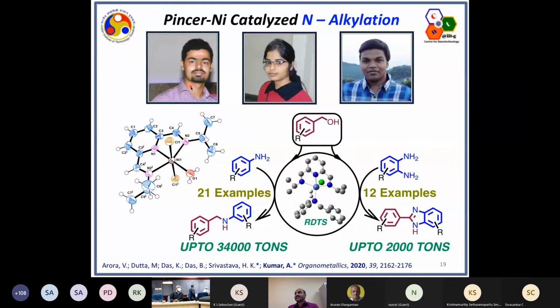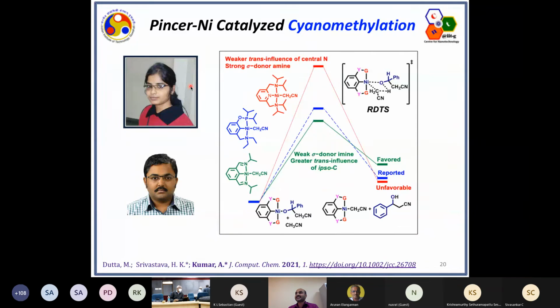There are other reactions that we have looked at. We have looked at pincer nickel catalyzed N-alkylation reaction, and very recently we have also looked at a computational work on pincer nickel catalyzed cyanomethylation reaction, wherein we see that the weaker trans influence of the central nitrogen atom is detrimental for the overall energetics of cyanomethylation, whereas having a strong sigma trans-influencing ipso carbon is pivotal, and weaker sigma donating imine nitrogens are also pivotal, whereas strong sigma donor amines give less yield.